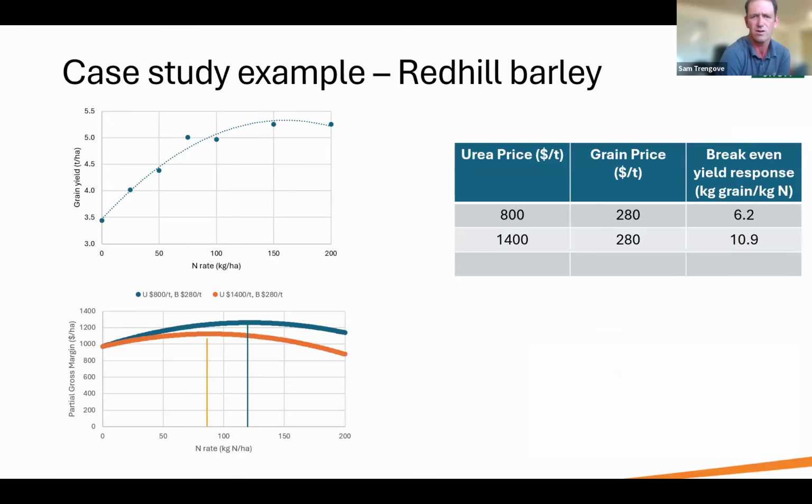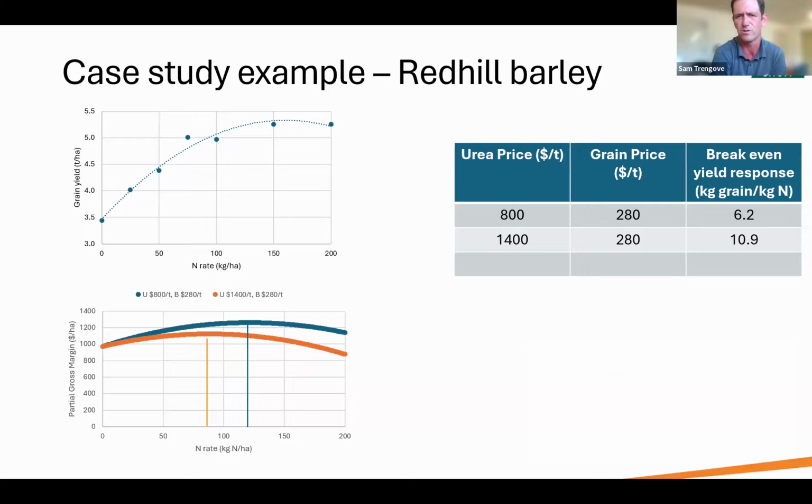Obviously that's changed in the last month and a half, and we're seeing urea prices in excess of $1,400 a tonne being quoted at the moment. That changes things quite a bit. With urea at $800 a tonne, a break-even yield response in barley at $280 a tonne, we need 6.2 kilos of grain per kilogram of N to break even.